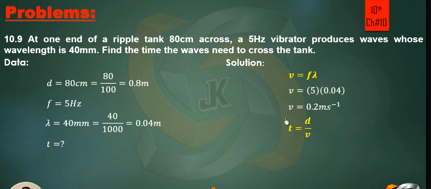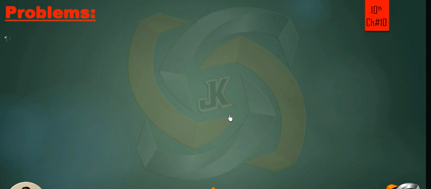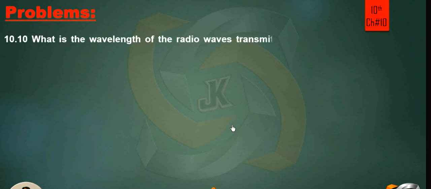Now we will use the equation of kinematics and make t the subject. So t equals d by v. You have studied this equation in 9th class. Velocity equals distance over time, and time equals distance over velocity. By substituting the values, t equals 0.8 divided by 0.2, and when you use these values on a calculator and divide them, you will get 4 seconds. So this is the answer, and you can pause the video and write this problem as well.